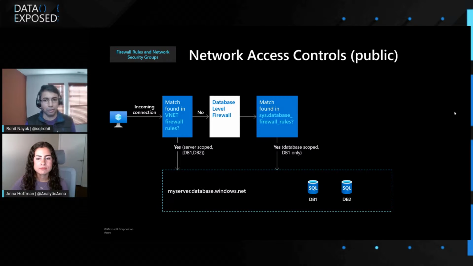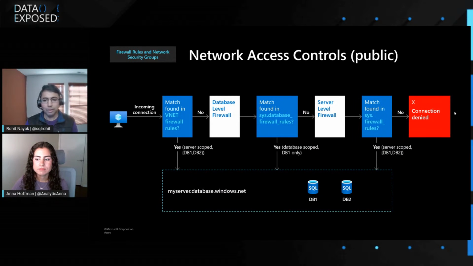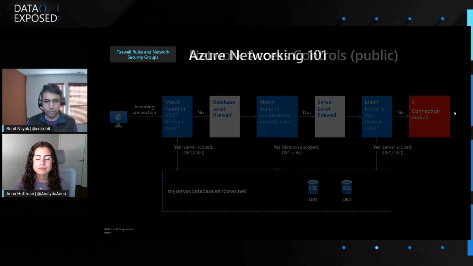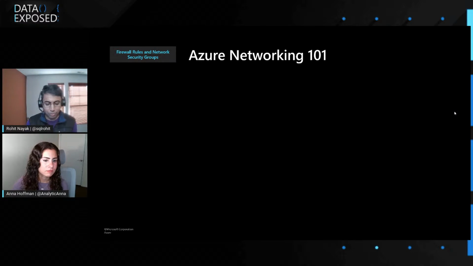If not, then knowing that database level firewall rules are typically more tightly scoped, we check for those. And those are stored in the sys.database_firewall_rules DMV in the master database. If we find a match, then you get a database scoped connection, so you can only connect to that specific database. And finally, we check all the server level firewall rules, which are stored in the sys.firewall_rules DMV in the master database. And if none of these match, then your connection is denied. Right? So that was our tour of public connectivity.